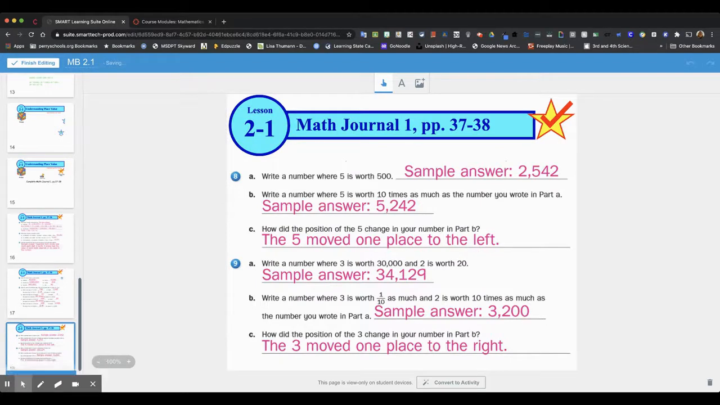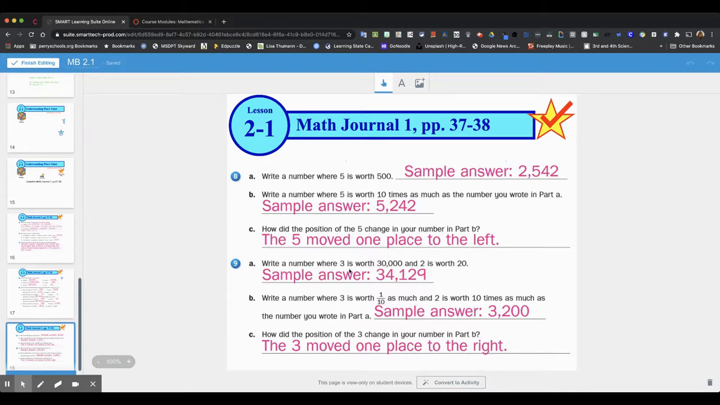And 8 and 9, here are some samples. 2,542. So you can hear when I say the number, the 5 is worth 500. A sample of making that 5 10 times more, it means it's going to move one spot to the left, 5,242. Again, these are just samples. You could have had something completely different. As long as your 5 was in the hundreds place and your 5 was in the thousands place on part B. Because again, the 5 moved one place to the left because it was getting larger by 10.